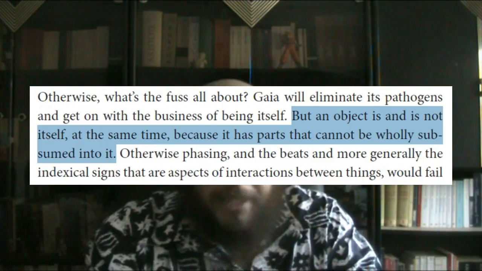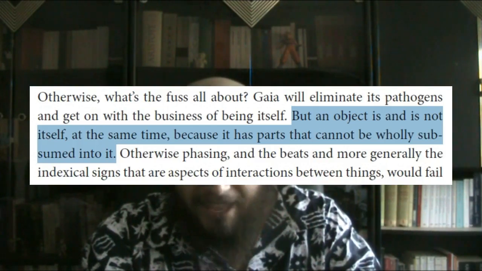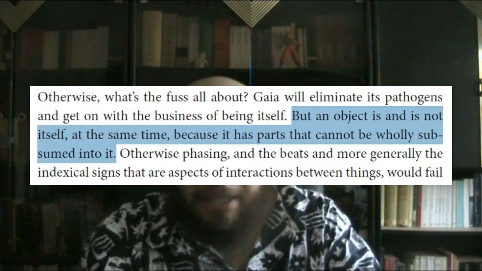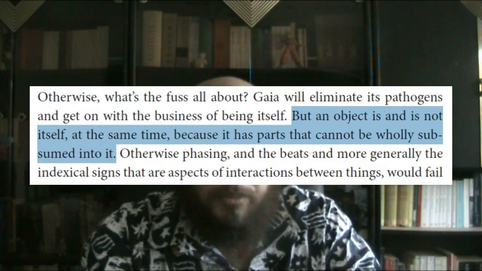And so we need to acknowledge the rift, the abyss between the bird and the hyperobject, of which it is part and whole. Beings are both themselves, they are entities in themselves. The bird is a bird, but at the same time, they are not themselves because they carry within their being the potentiality for every other thing in the biosphere, including the biosphere. To quote Morton, an object is and is not itself at the same time, because it has parts that cannot be wholly subsumed into it.